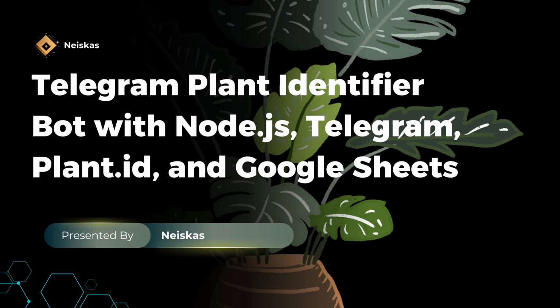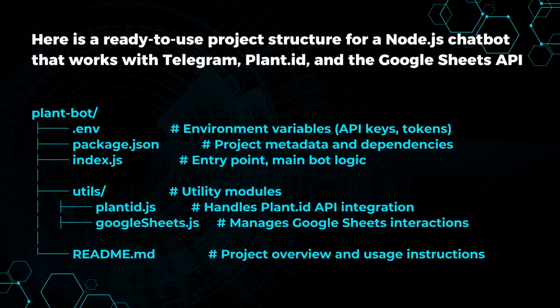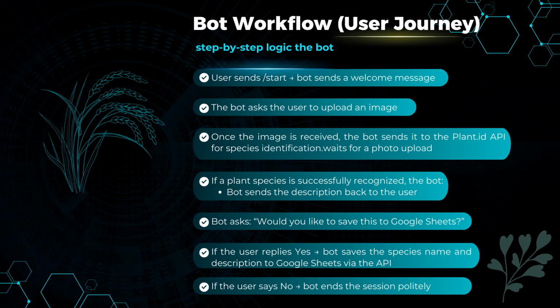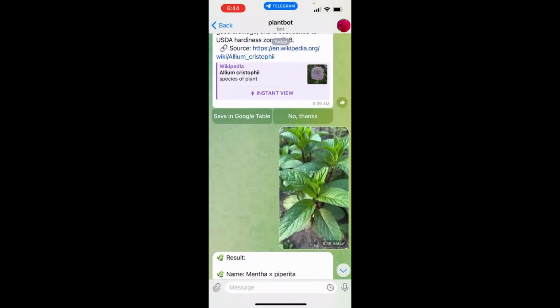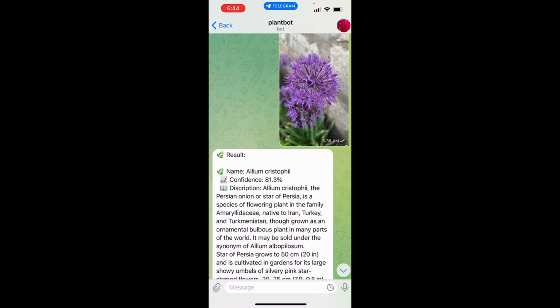Welcome to part 2 of this tutorial, where we will finally connect all the pieces and make our Telegram plant bot fully functional. In this video, we'll write the complete Node.js code that listens to incoming messages in Telegram, accepts plant photos, sends them to the Plant.id API for identification, displays the plant's name, confidence, and description to the user, and finally lets the user save the result into Google Sheets if they want to.